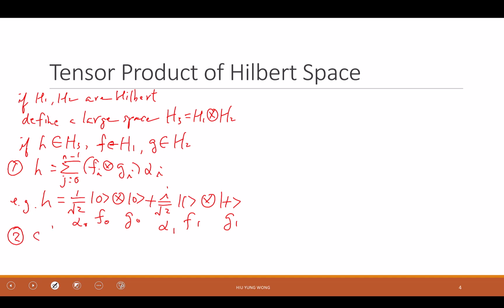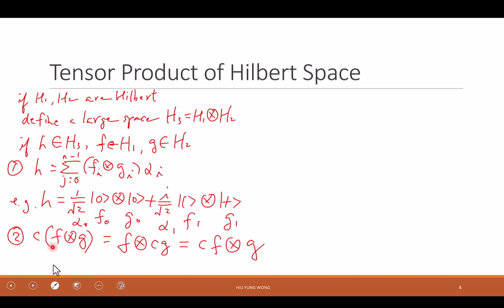For example, I say C times F tensor product G is equal to F tensor product CG, or CF tensor product G. Can anyone explain to me in English what it means? C is a complex number. C is not a vector. It's a number. What am I saying here? This one, what is it in English?